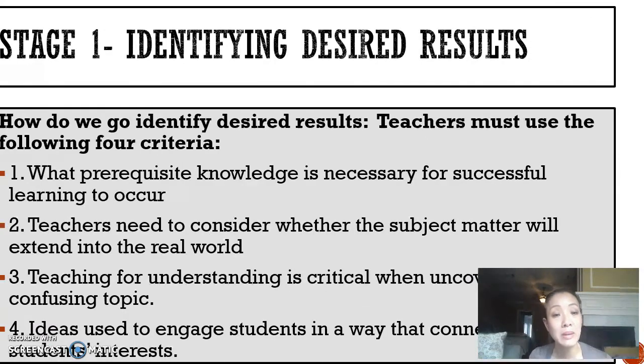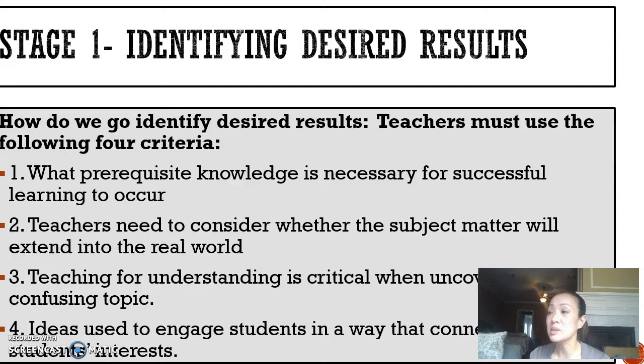We have to be able to do the following 4 things if we want to identify the desired results. 1, what prerequisite knowledge is necessary for successful learning to occur? 2, teachers need to consider whether the subject matter will extend into the real world. 3, teaching for understanding is critical when uncovering focusing topics. 4, ideas used to engage students in a way that connects to students' interests.